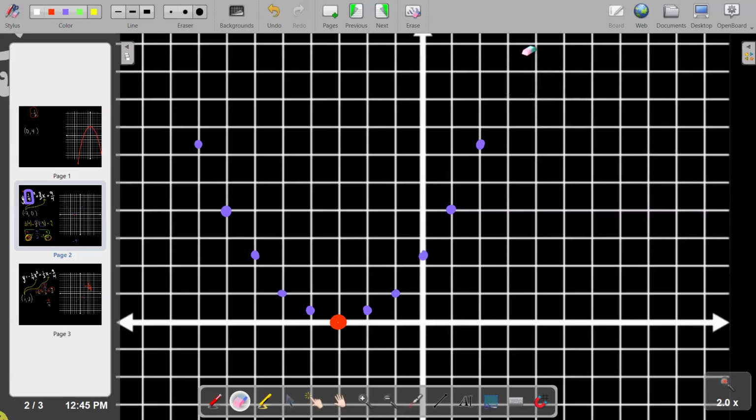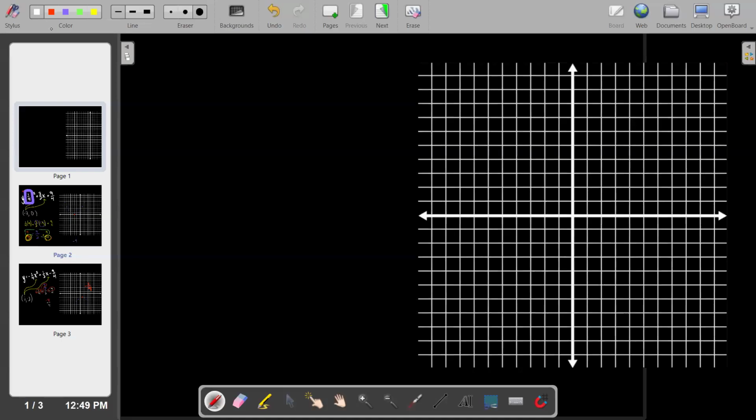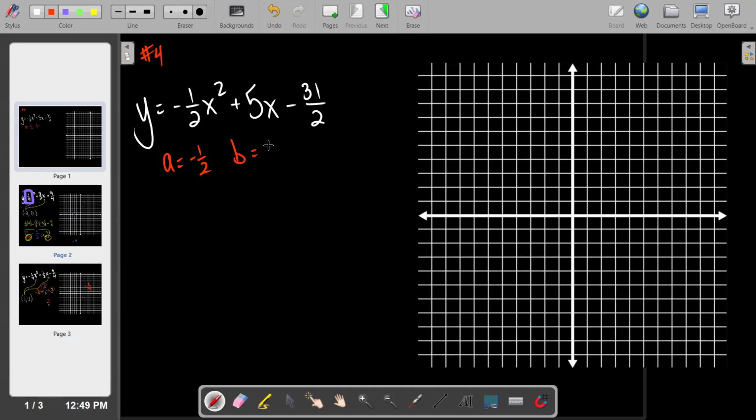This is what I was gonna get. Wait, so we have number 4. We have y equals negative 1/2 of x squared plus 5x minus 31/2. So A is negative 1/2, B is 5. So if I plug into my happy little purple bestie formula, negative B over 2A, it's going to say negative 5 over 2 times negative 1/2, which is negative 1, which means the vertex is at 5 something.